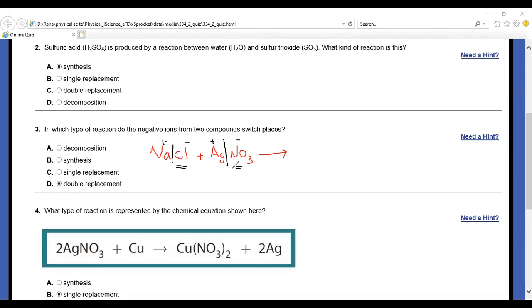Let's take the NO3 to take the position of Cl. So what will the result be? It will be NaNO3 plus the Cl will take the position of NO3, so it will be AgCl. You get the idea? So it's a double replacement. Because in double replacement, they switch places, whether the negative ion or the positive ion, resulting in two new compounds. You get the idea?